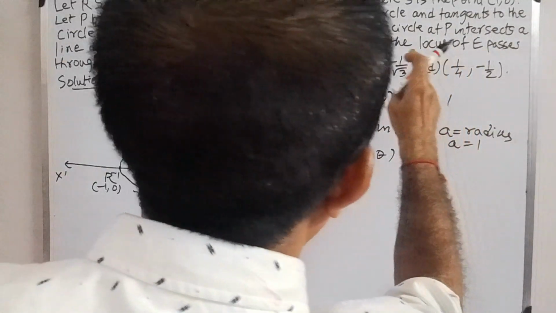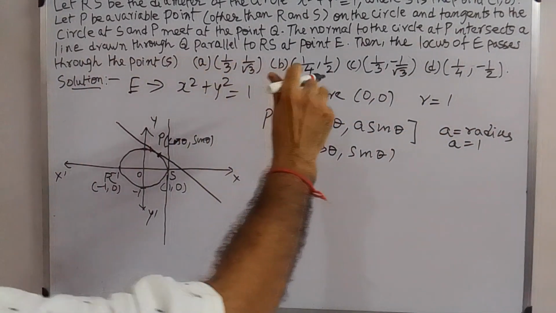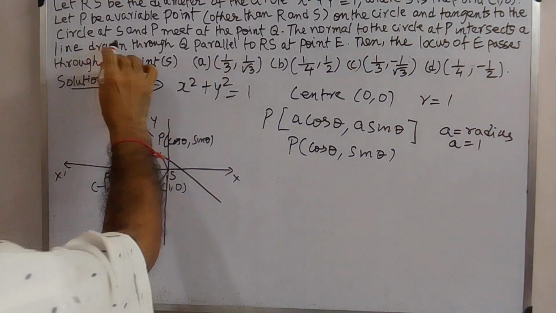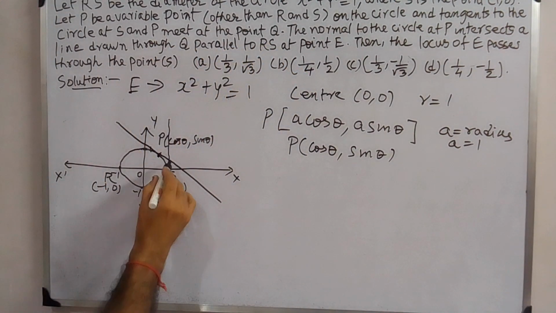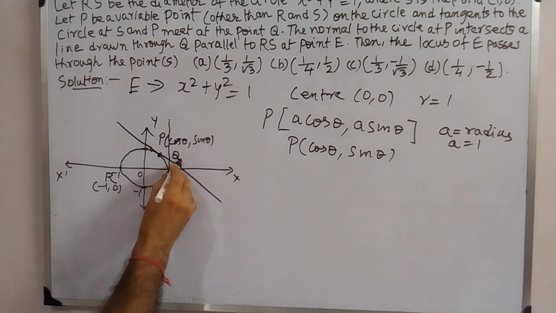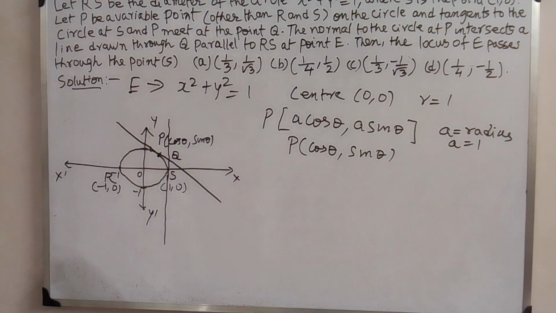Okay, it is being told to us in the question that the tangents to the circle at S and P meet at the point Q. So these two tangents are meeting at this point, which is given by the letter Q.